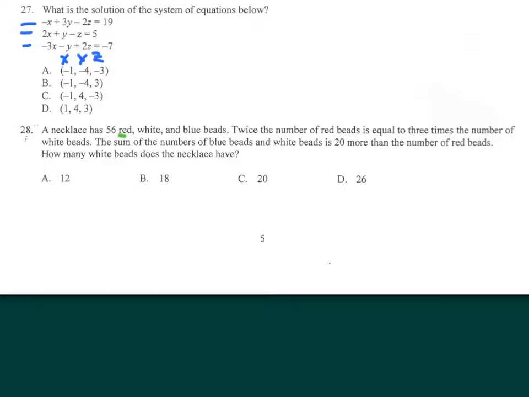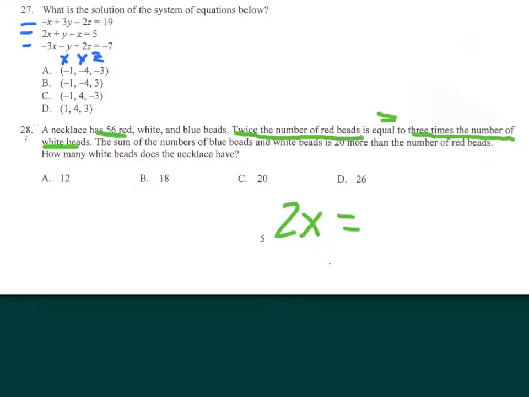You got 56 total. Now, here's an important part right here. Twice the number of red beads is equal to 3 times the number of white beads. So just for example, if I'm going to write twice a number, I'm going to say 2x, and I think you understand that. And that's going to be equal to 3 times the number of white beads.